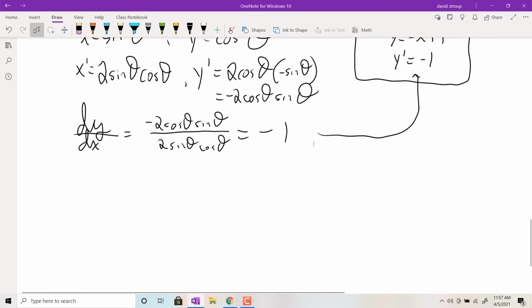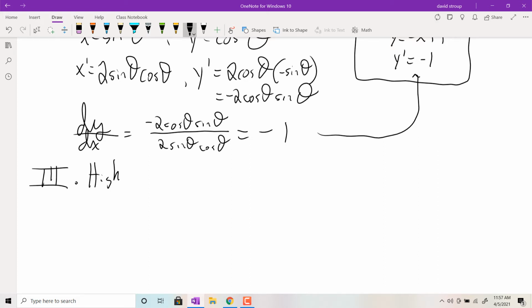The only thing that's a bit different is the higher derivatives. So you're not just going to be able to take the derivative again and get the higher derivative. So let me give you the formula then for the higher derivatives.